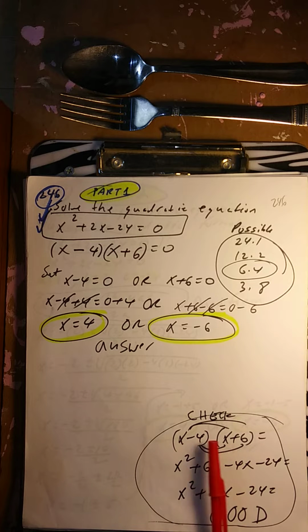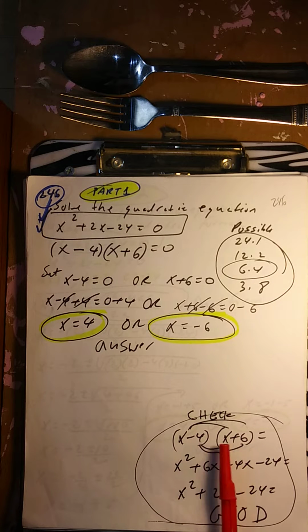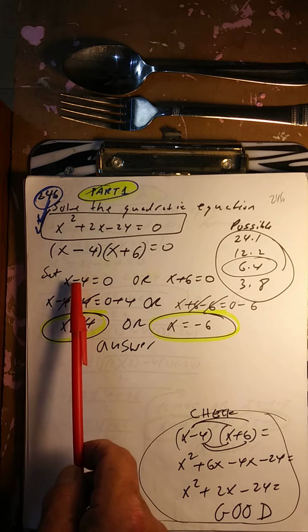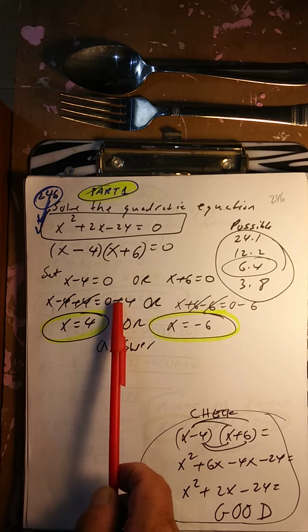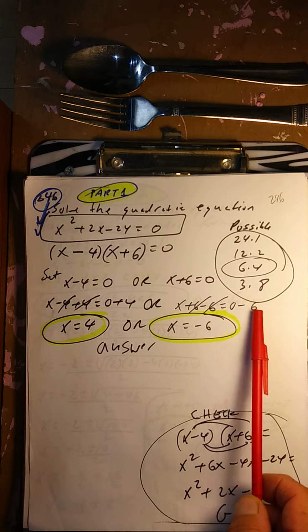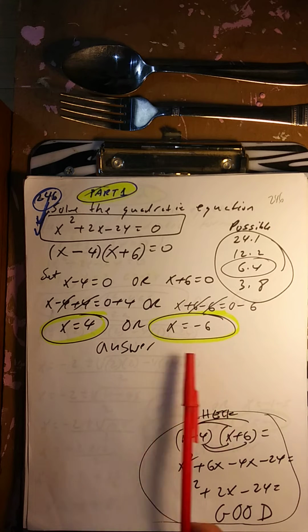X times that, x squared plus 6x minus 4x minus 24. X squared plus 2x minus 24. Does that work? Yes. So now set them up. X minus 4 equals 0. X minus 4 plus 4, 0 plus 4, x is 4. X plus 6 minus 6 is 0 minus 6, so x is negative 6. Those are two answers right there.